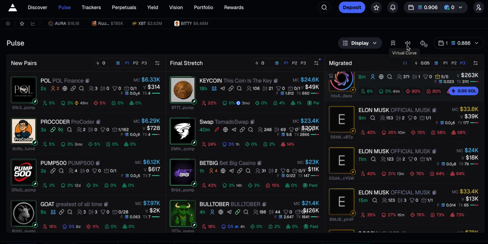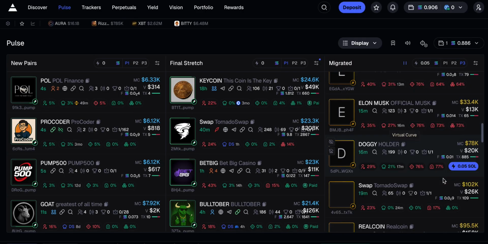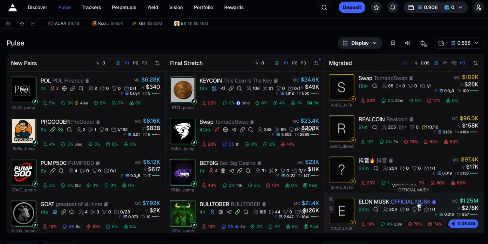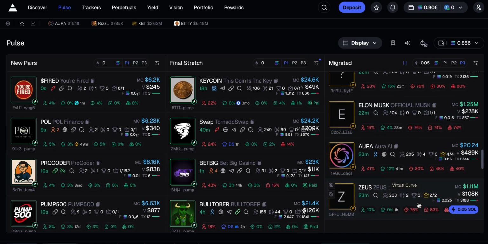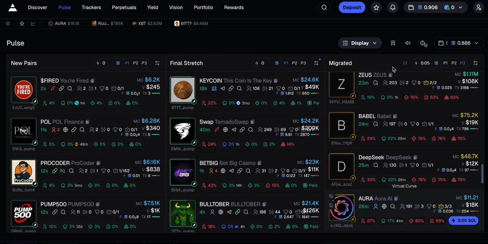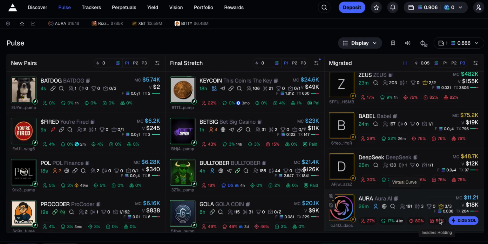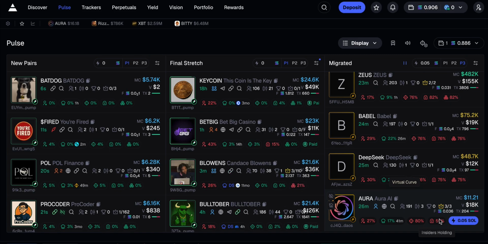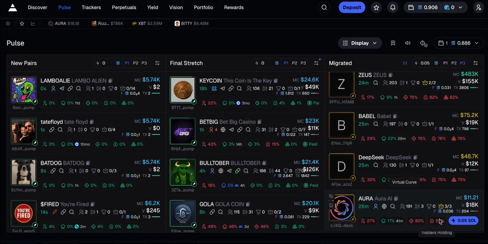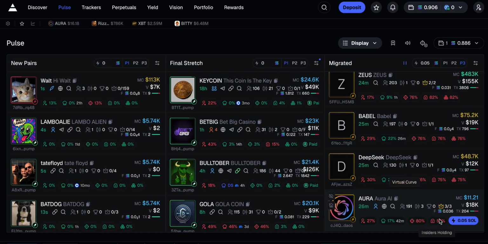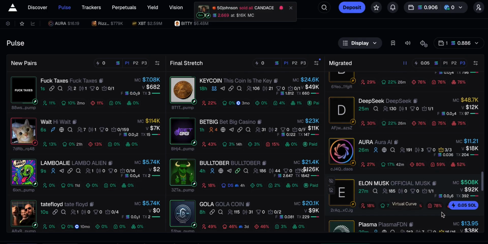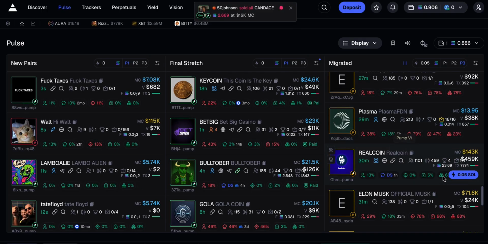For a coin in the migrated section, usually they would be at around 100K-ish market cap, depending on the migration market cap. And because of that, coins at the migration market cap would usually have around 10 Solana in fees paid. If you guys are familiar with the blockchain, every single time you buy something, you pay a certain fee, and that goes to the creator of the coin. And Axiom actually tracks that with something called the global fees paid.